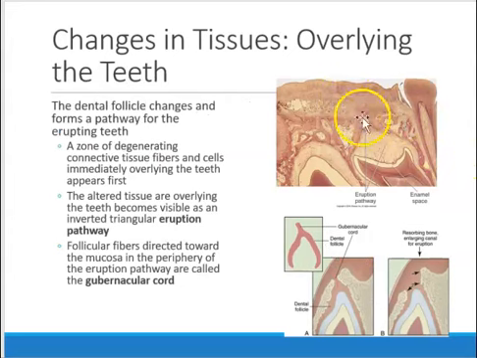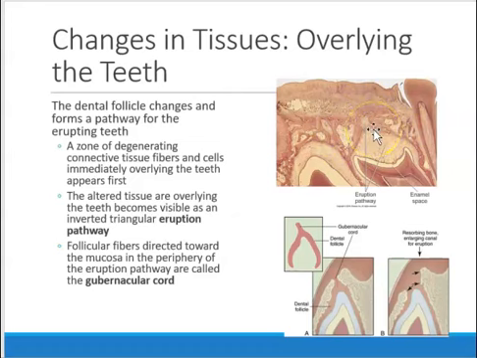Okay, so let's look at the tissues on top, overlying the teeth. What happens is we have a zone or an area of degenerating connective tissue fibers and cells, which basically means that there are fibers here, there are lines over here, there are cells here, and they're just starting to fade away and degenerate. They're going away.